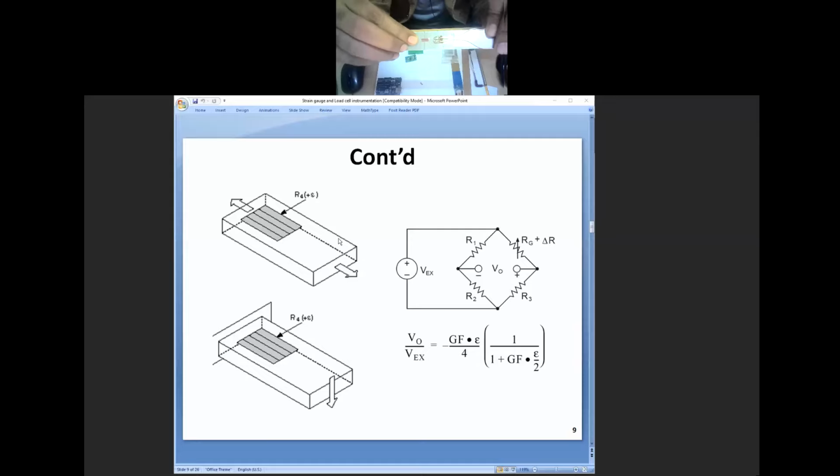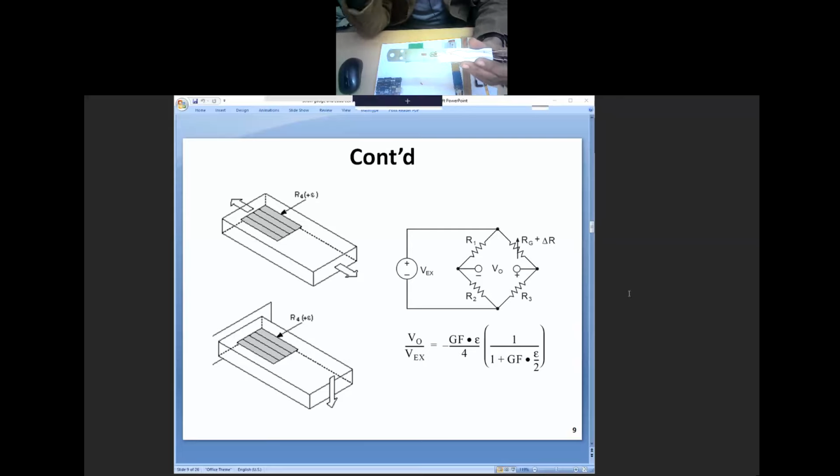The question is, where are the other three? Because in a Wheatstone bridge there are always four resistances, and I'm having only one. Those other three are part of the circuit, so we put 120 ohm resistors. That's important. Why is it 120 ohm? Because 120 ohm is its original resistance.